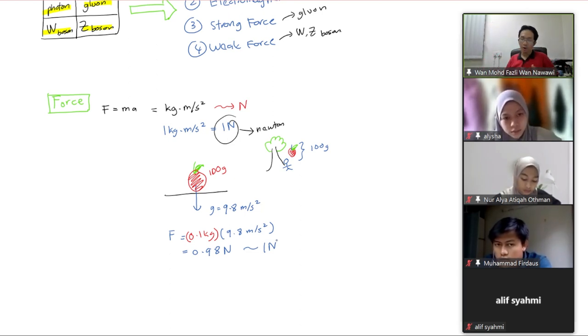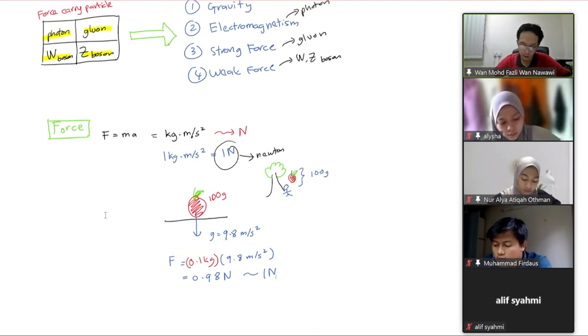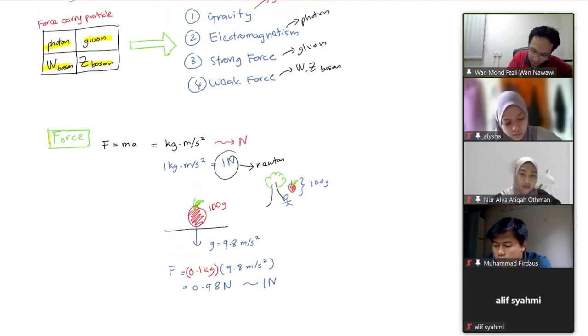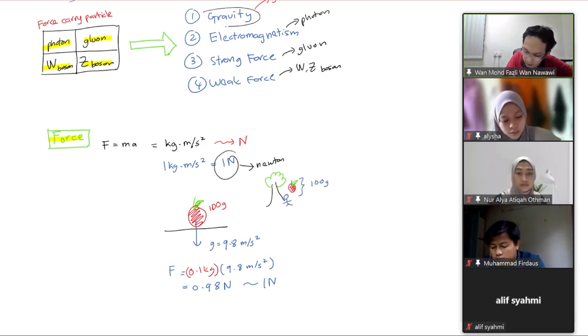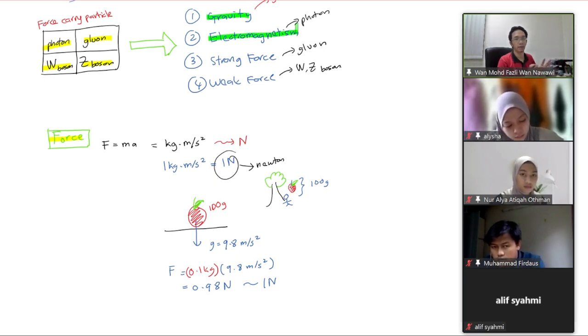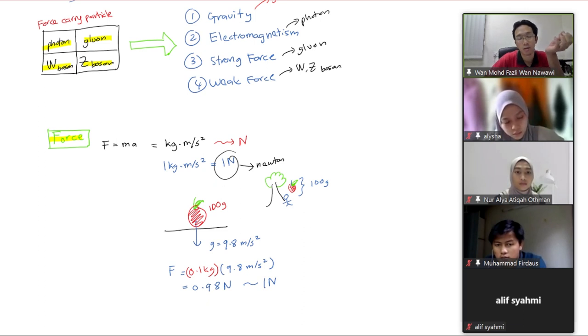Okay, so when we talk about this, why do we want to learn about this force? The force is because when you deal with gravity and also electromagnetism, normally you will see the force in action. They use the term force there. So that's why you need to be familiar with what force actually is.